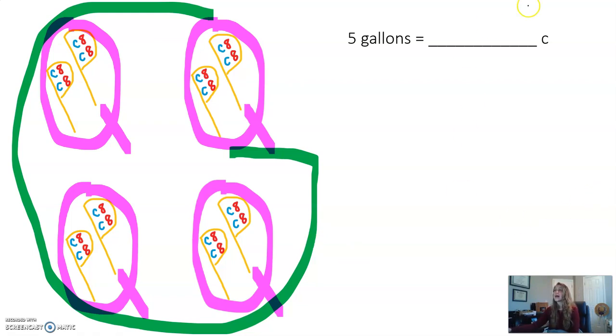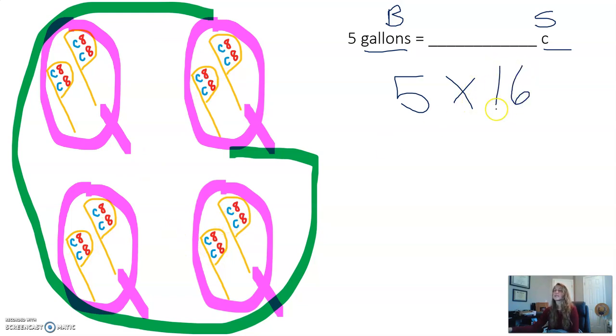Alrighty, friends, for our last problem, we are going from gallons to cups. Gallons are obviously the biggest one, so we're going big to small, multiply them all. We're going to take our 5 gallons and we're going to multiply it by how many cups there are in 1 gallon. So inside of 1 gallon, we have 1, 2, 3, 4, 5, 6, 7, 8, 9, 10, 11, 12, 13, 14, 15, 16 cups are inside of 1 gallon.